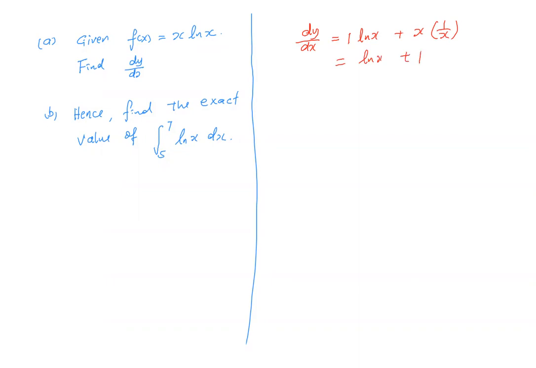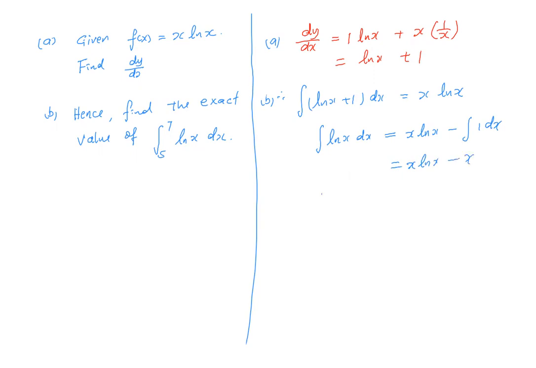Are you okay? So therefore, when I integrate ln x plus 1 dx, I get x ln x. So when I integrate ln x dx, I get x ln x minus the integral of 1 dx. So this will be x ln x minus x. So now I put in the limit.